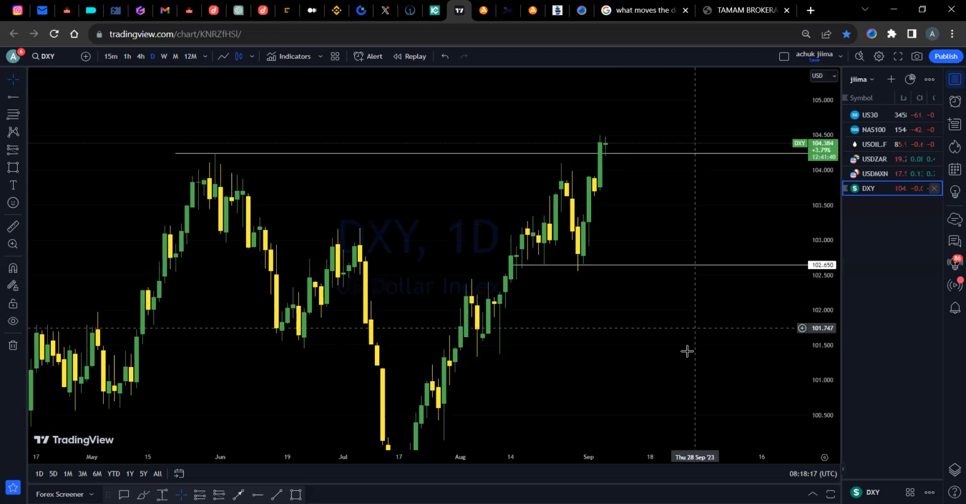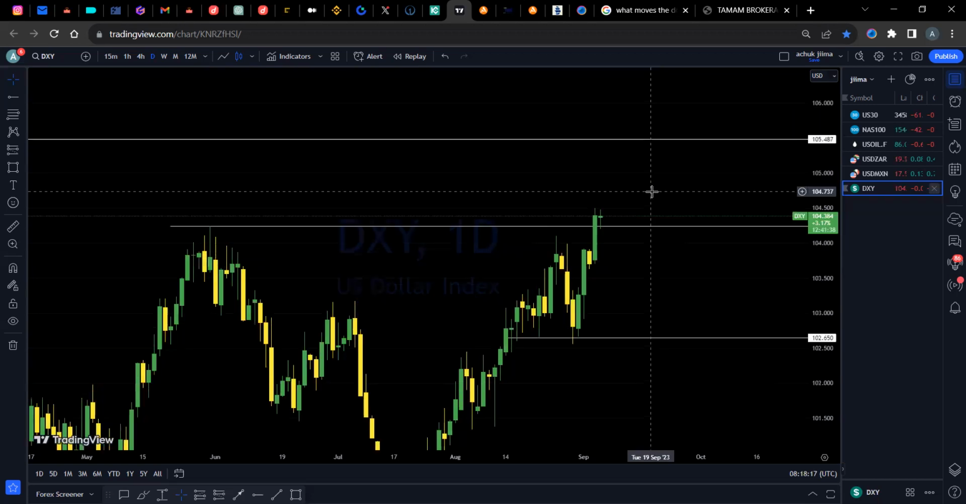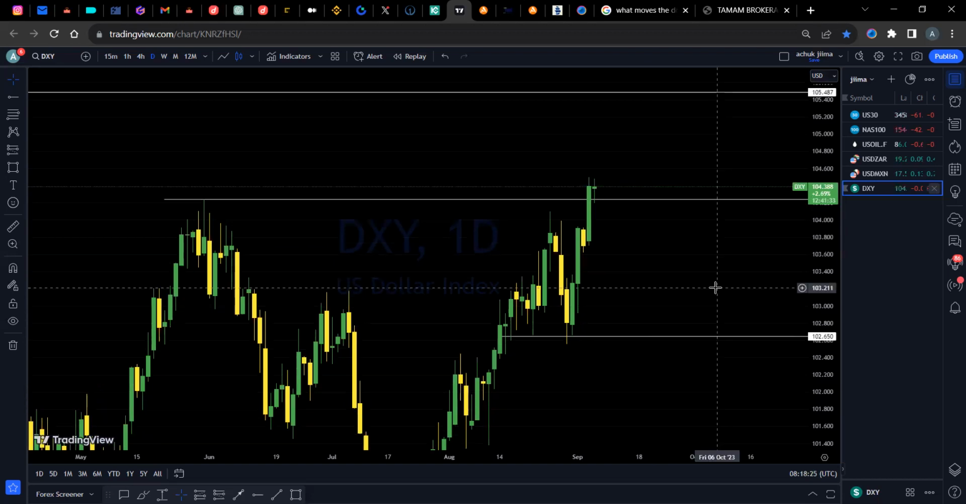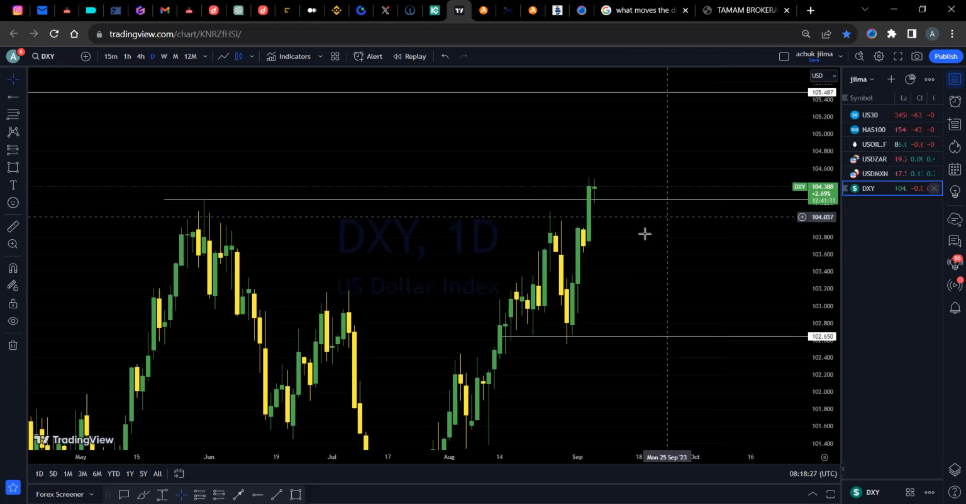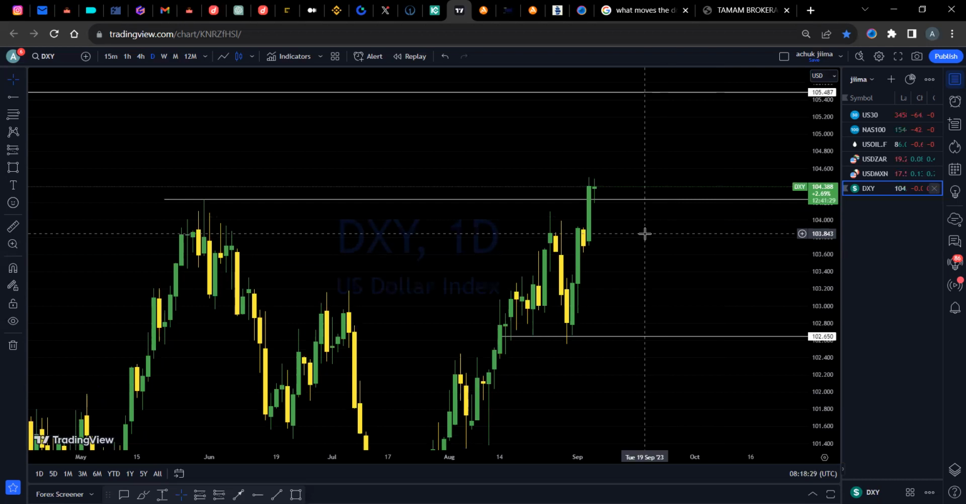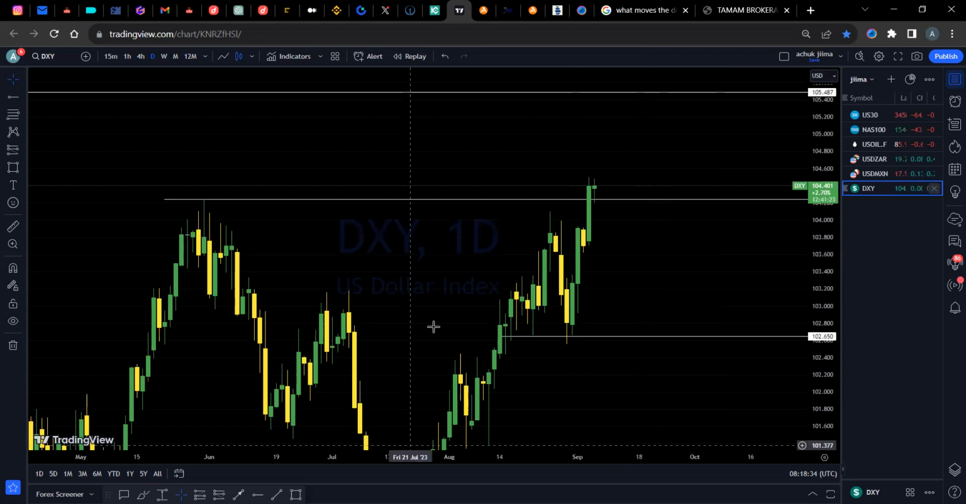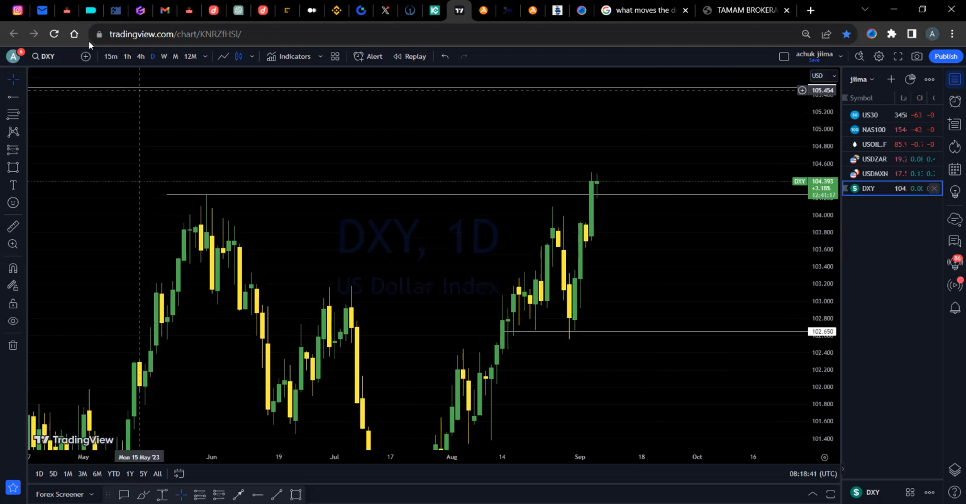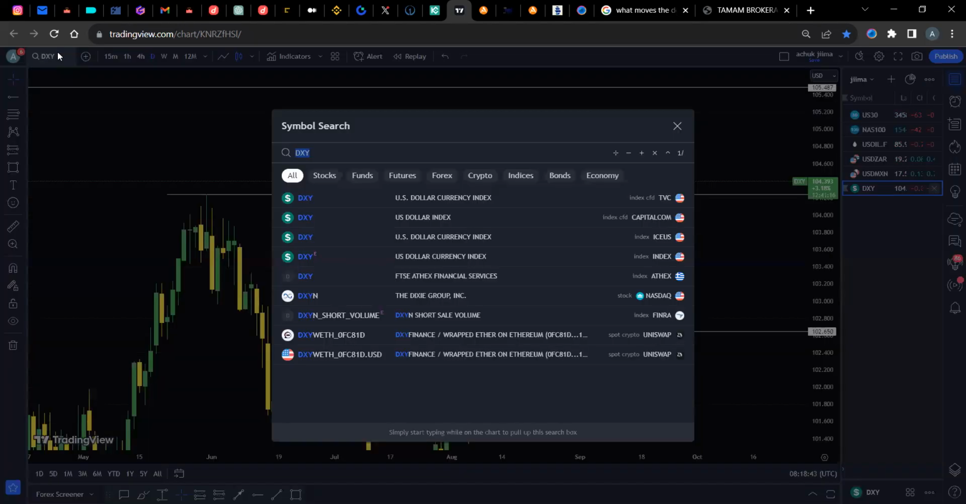So once we have a clear understanding of where the DXY is headed, we can now go into the other dollar pairs. Specifically, we are bullish on the dollar. Depending on how you enter and how you trade, you can begin to look for selling opportunities in this area. Now, with that being said, we can go to another dollar pair, which is the Euro USD.